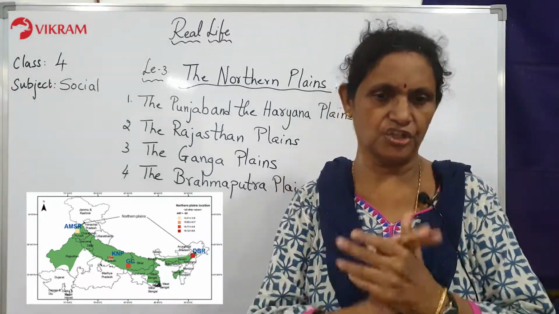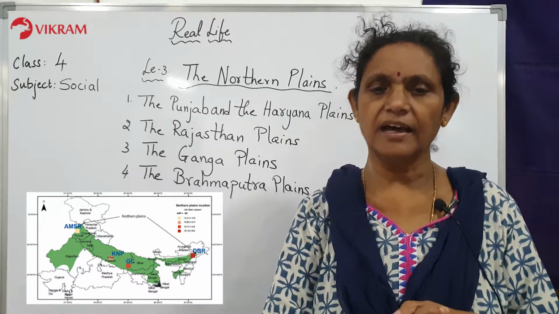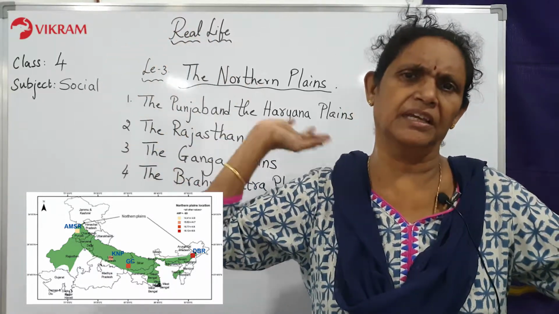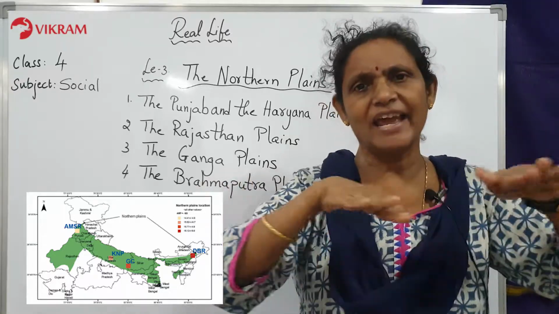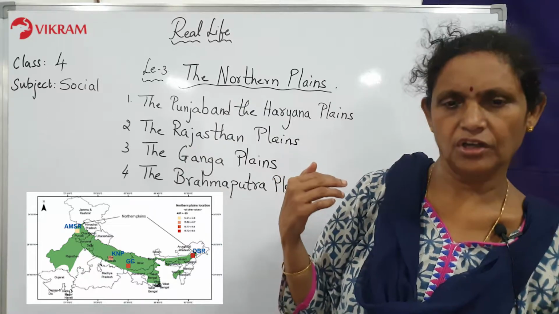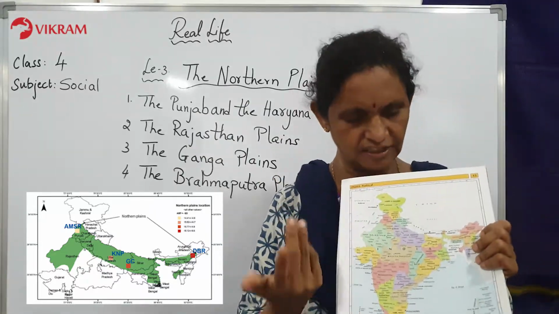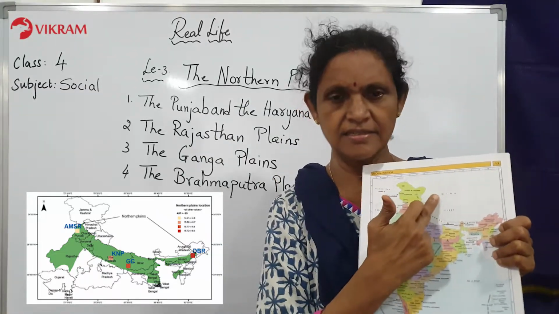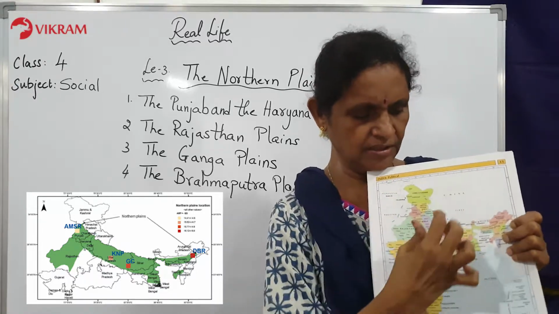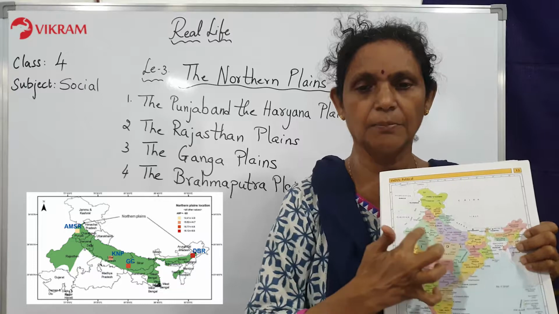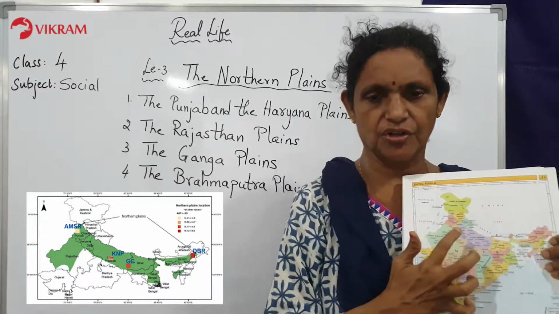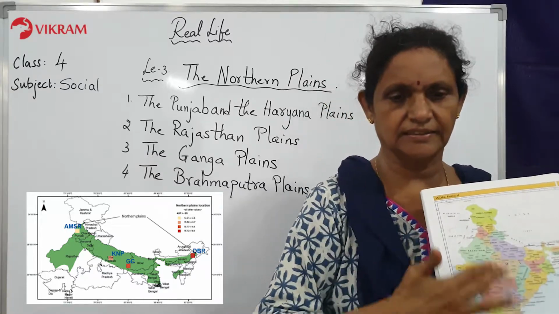So where is the location? The Northern Plains are an extensive area, a very vast, very big area. Wherever you see, you will see flat land. They lie between the Himalayas in the north and the plateau region in the south. So in between this, you will find a lot of northern plain area.